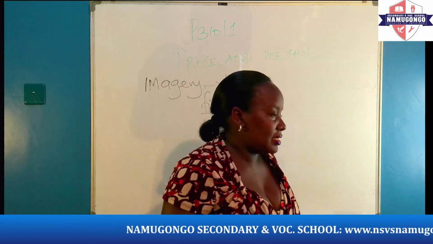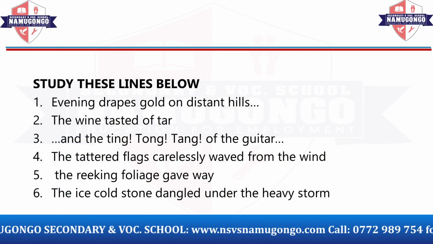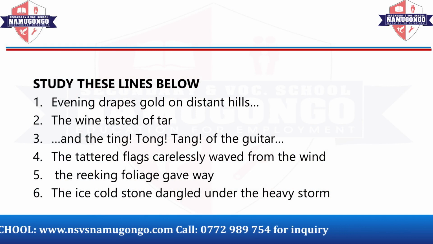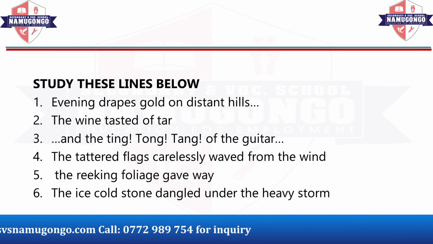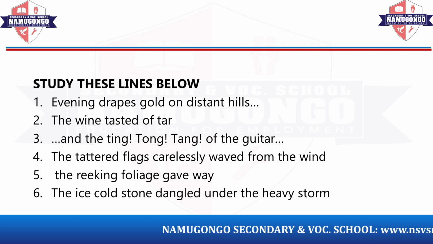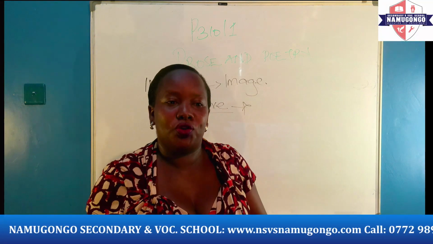Now, let us study some of the lines that you can see on your screen before you. The first line is coming from David Rubadiri's An African Vigil. Evening drapes gold on distant hills. Like I already said, when we are talking about imagery, these are words or lines from poems that are able to create particular mental pictures when you are reading or when you are reciting poetry. Now, that first line should be able to create a particular picture in your mind as you go on reading.